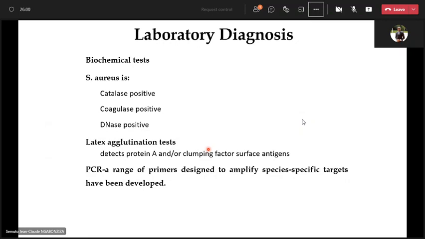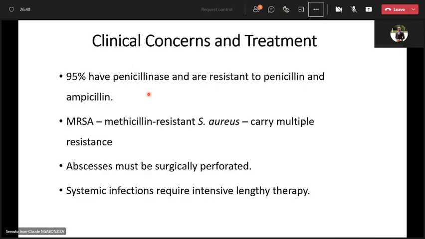Some additional biochemical characteristics include coagulase. We already said catalase allows differentiation of Staph from Streptococcus and Enterococci, but coagulase allows to really differentiate Staph aureus from other Staphylococcus. DNase also is an important test. DNase positive also for Staph aureus. You can also do latex agglutination to detect protein A. You can also do PCR, polymerase chain reaction, to amplify specific targets and differentiate Staph from other.